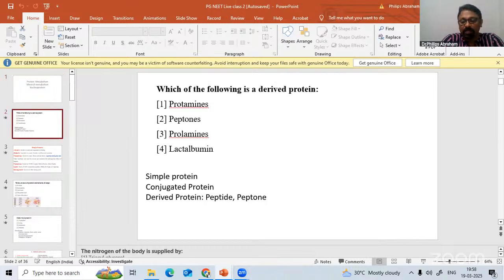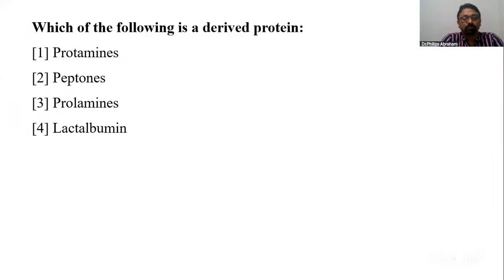First question is on protein metabolism. Which of the following is a derived protein? This question is about classification of proteins. As you know, the proteins are classified into simple protein, conjugated protein, and derived protein. We'll try to say some examples and some importance for it. Anyway, it's a very simple question.